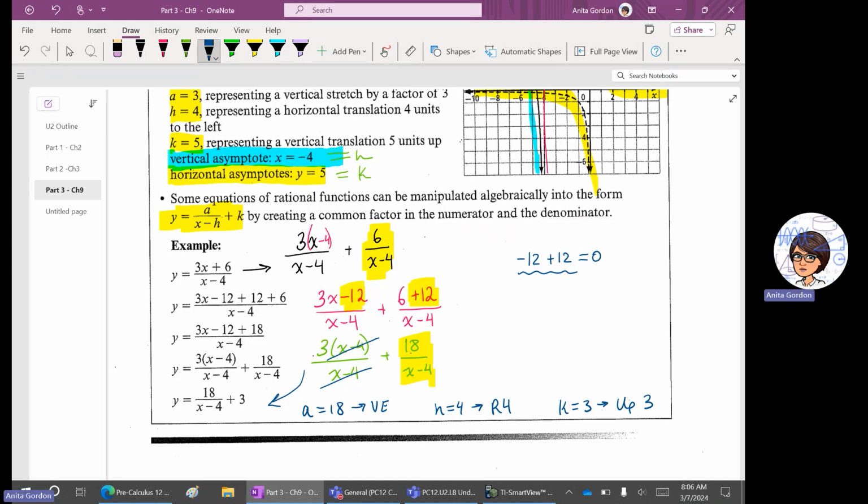Okay, so if we have an equation that doesn't look like the transformation standard form, then we can split the numerator and choose what number we can add and subtract. It's got to be an add and subtract because we want it to be a net 0 so that we can manipulate the function to make it look like that. Okay, so my horizontal asymptote is going to be 3, and my vertical asymptote is going to be 4 in this case. So I know where I've shifted my graph.